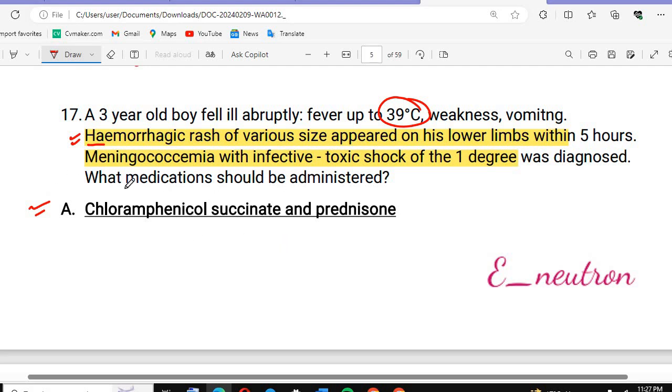And chloramphenicol succinate is a good drug for meningococcemia in case of infective toxic syndrome or toxic shock. Toxic shock syndrome, TSS, is also caused by bacteria like streptococcus. So remember that. Here we are talking about meningococcus. So you can remember the drugs as: pediatric meningitis, chloramphenicol succinate and prednisolone; pediatric pneumonia, mpox and gentamicin. Okay, I hope this one is clear.